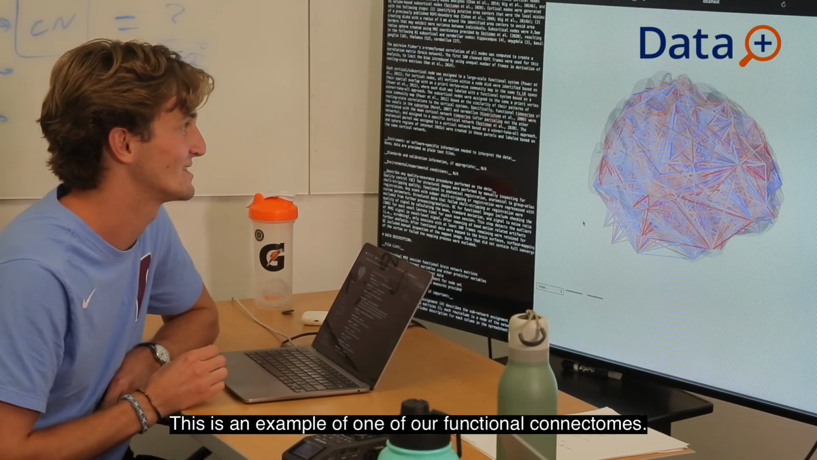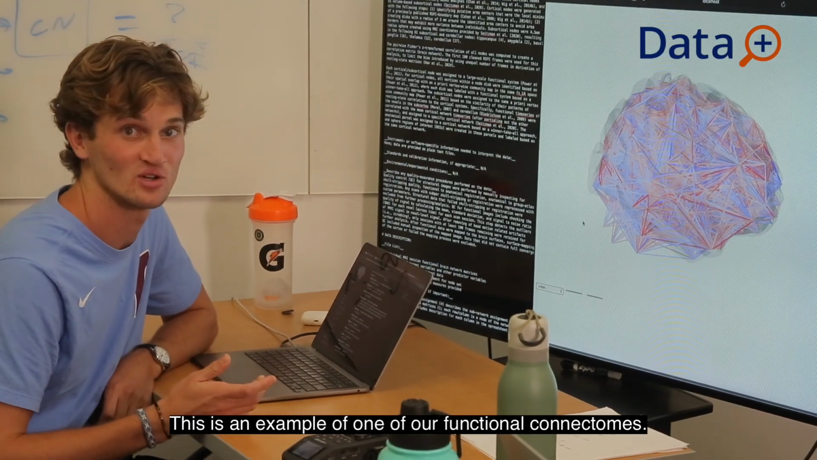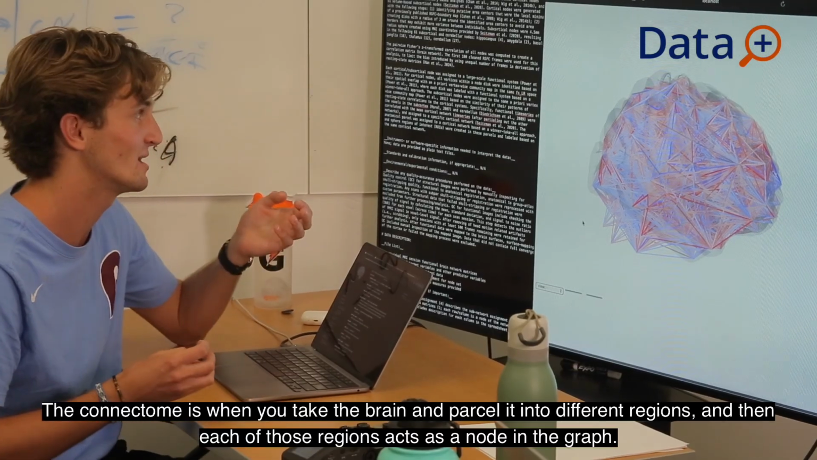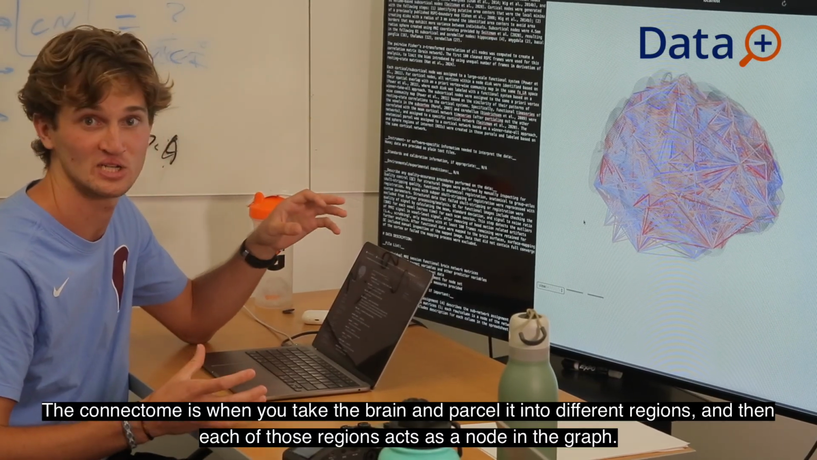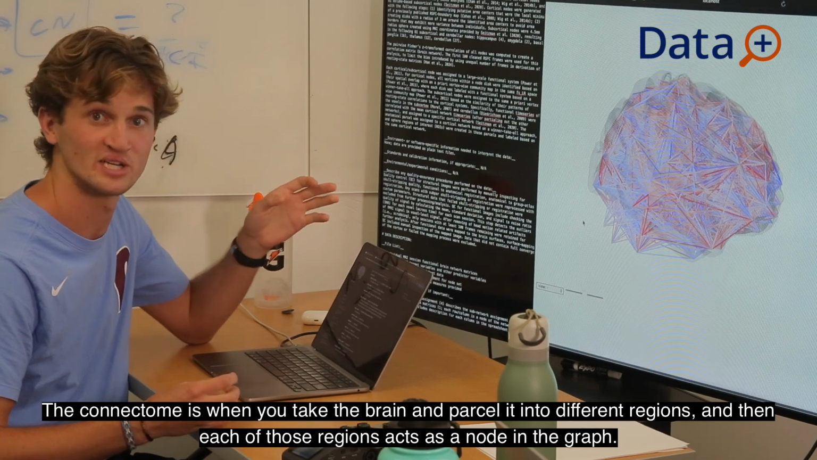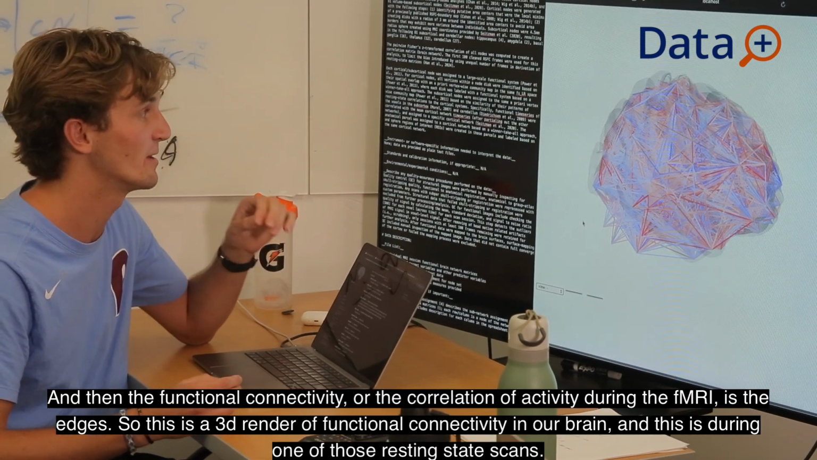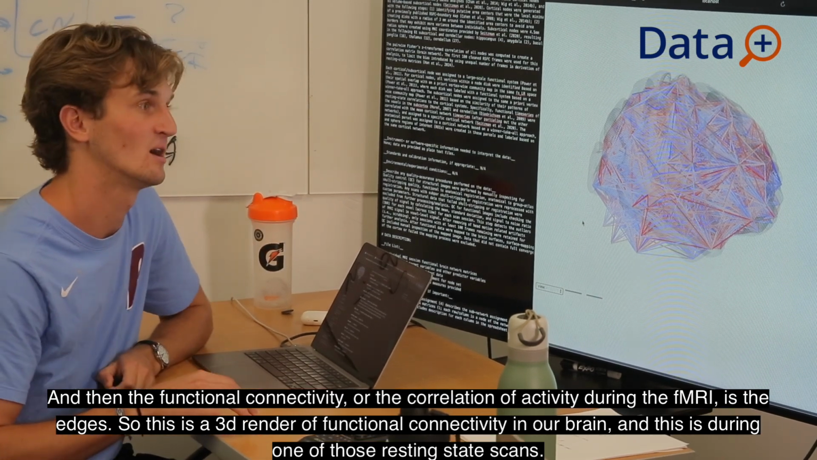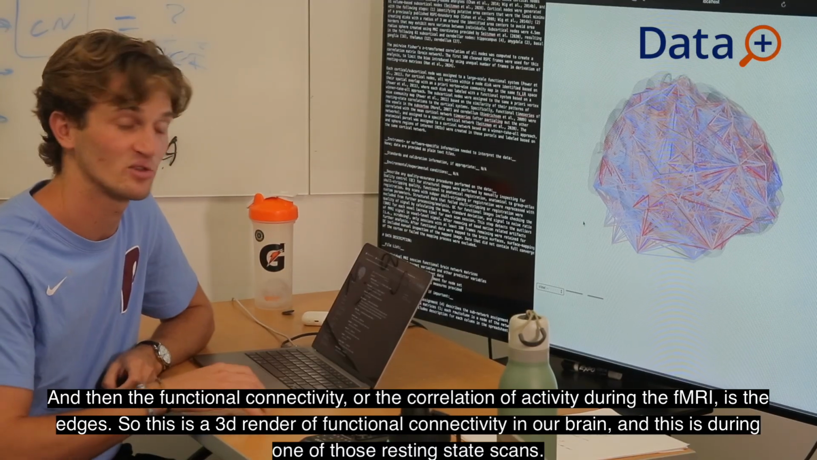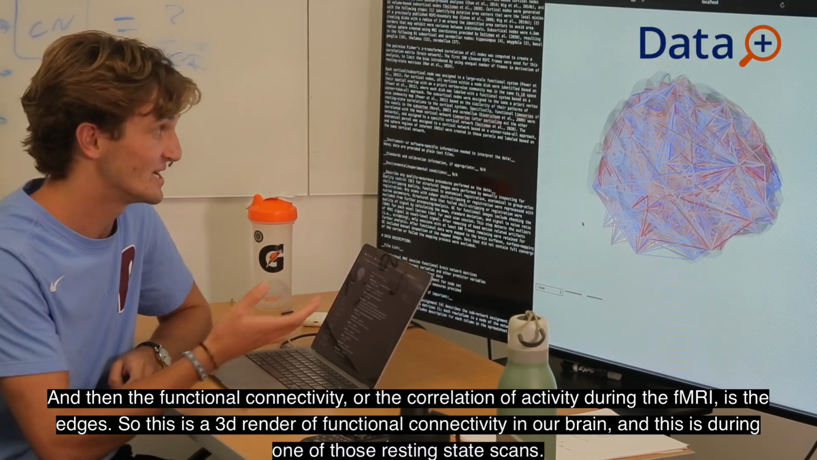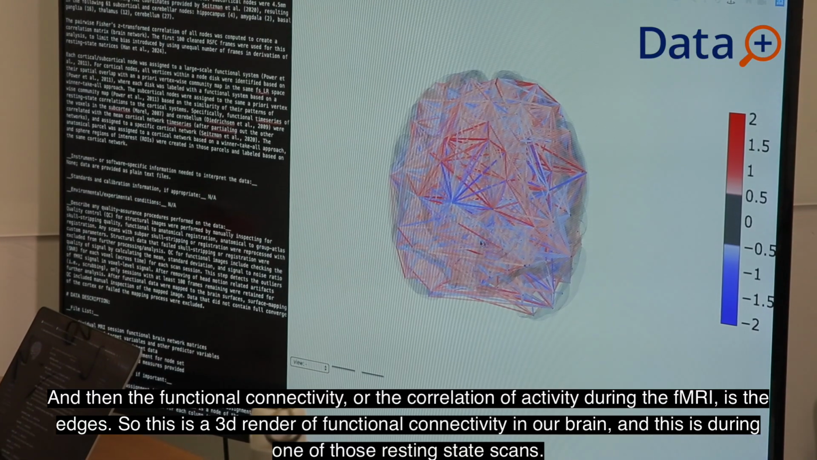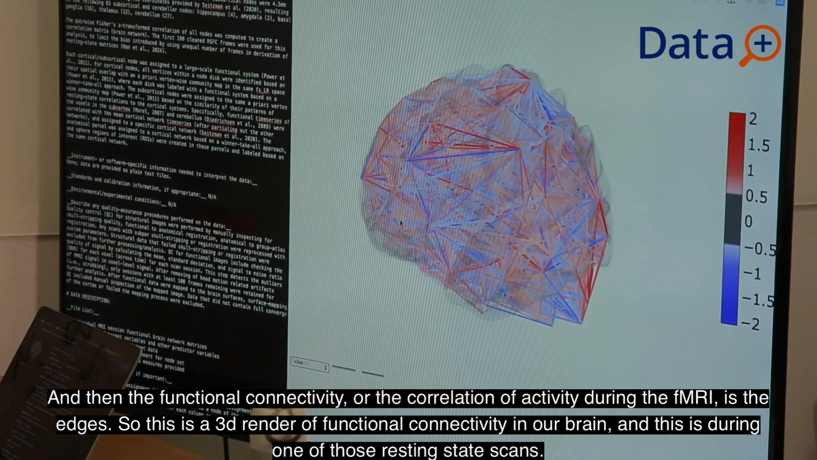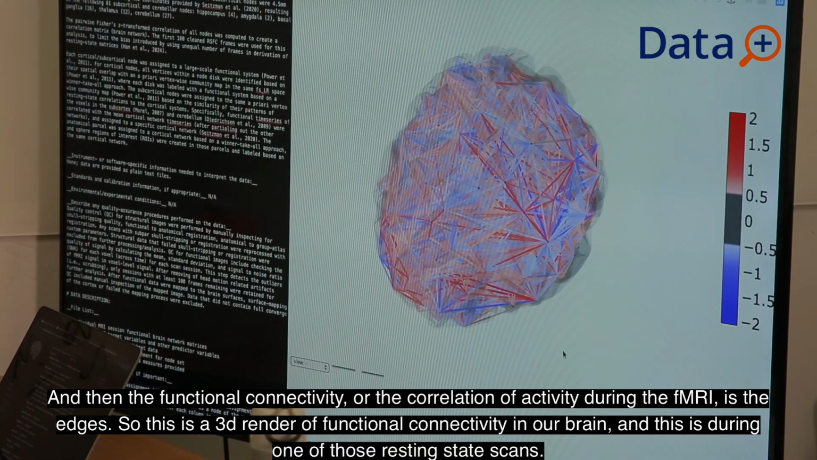This is an example of one of our functional connectomes. The connectome is when you take the brain and parcel it into different regions, and then each of those regions acts as a node in the graph, and then the functional connectivity, or the correlation of activity during the fMRI, is the edges. So this is a 3D render of the functional connectivity in our brain. And this is during one of those resting state scans.